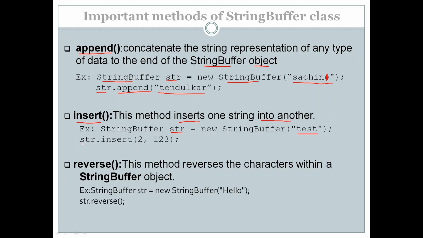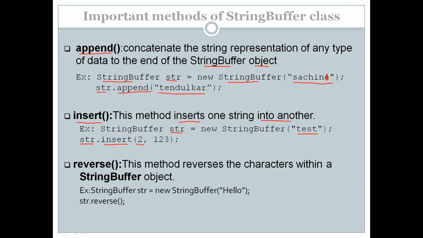So look at here, str.insert, we can pass two arguments to it. Again, there are different versions of the insert method which may take different arguments. The one used here takes two arguments. The first argument is the index at which you want to insert the new string. We want to insert a new string at index position 2. If you look at the content here, it is test.